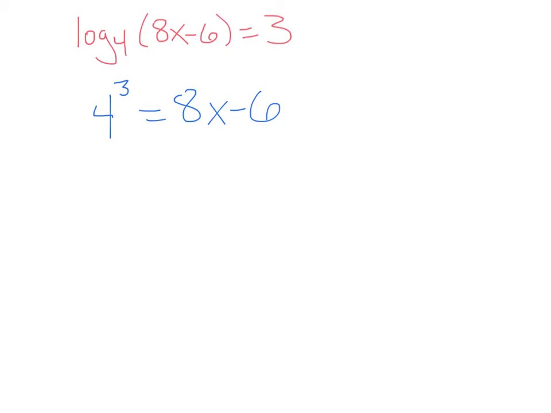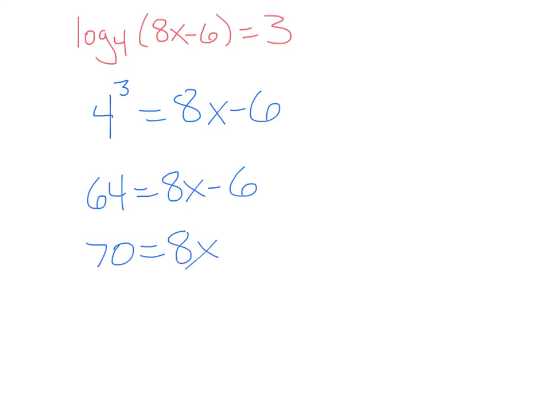And now we're just going to solve this as a normal equation. And 4 raised to the third power is 64 equals 8x minus 6. We're going to add 6 to both sides and have 70 equals 8x. Divide everything by 8. So x is going to be 70 over 8. And that reduces to 35 over 4.